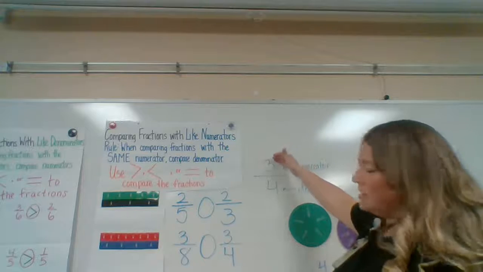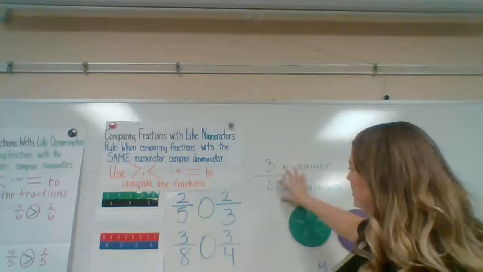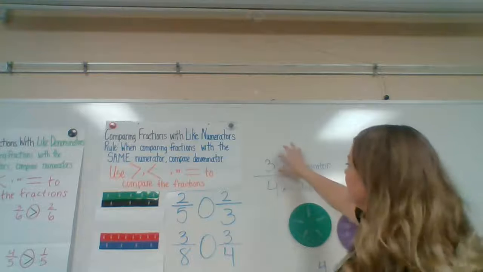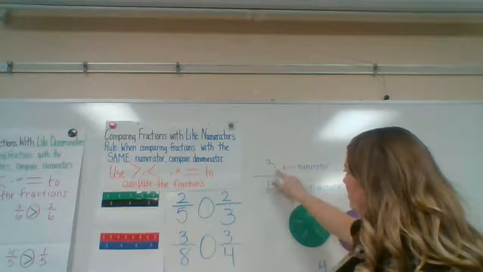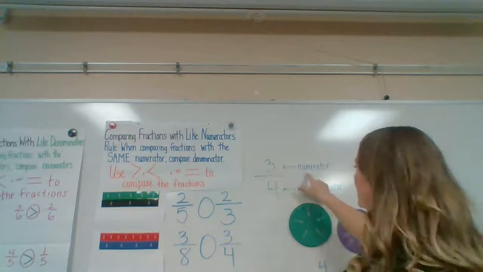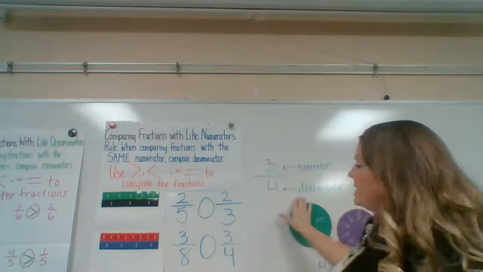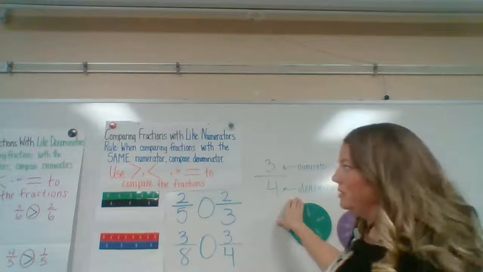We have our fraction. This is the part. This is the total amount. So in this case, we have 3 out of 4. 3, the part, is the numerator. 4 is the denominator, the total amount of parts.